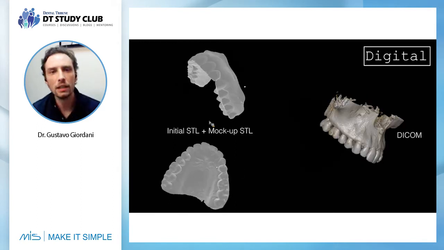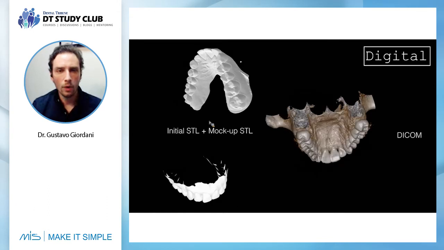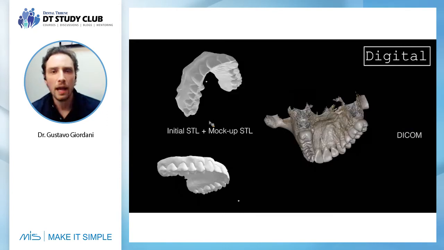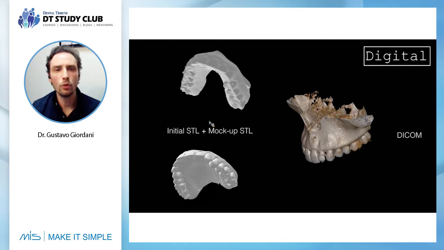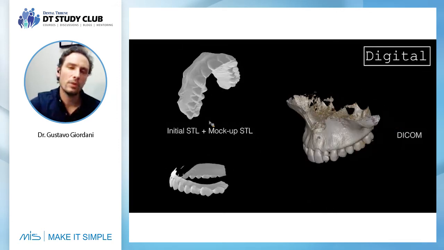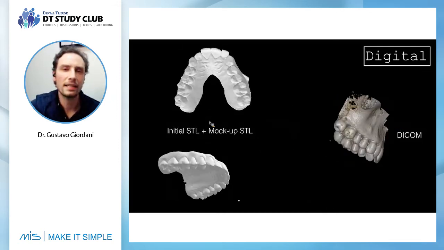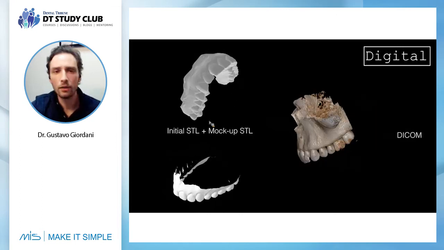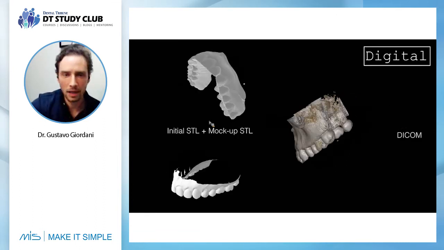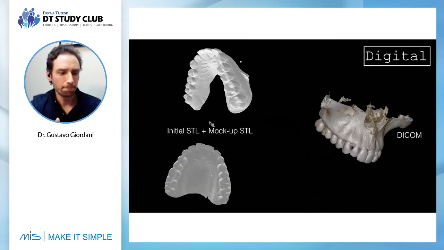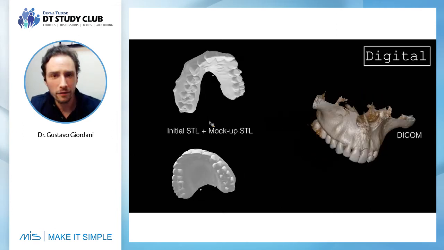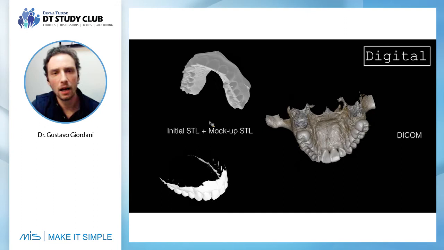So what do we need to do these guided surgeries? We need to ask the patient for two exams. First one, a tomography, so I need the DICOM file, and then I need the STL. The STL will be a scan from your patient or an impression, and then we send this model to the lab, and the lab will do the scan of the model. So we need the initial STL, the DICOM file from the tomography, and if you have a wax-up, if you have a smile planned in the software, or if you have a test drive in the mouth of the patient, we also need this wax-up STL.